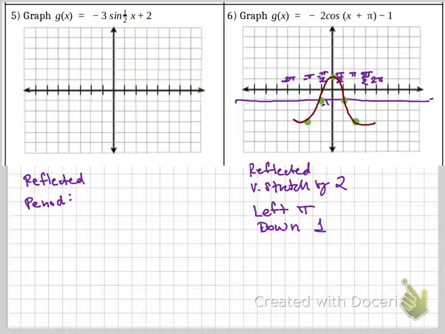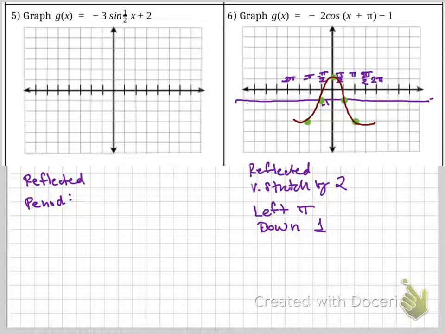On the next slide, number 6, it's reflected, and then it's a vertical stretch by 2, and then it goes left pi and down 1. So I wrote that down here at the bottom: reflected, vertical stretch by 2, left pi, down 1. So that might be something that you do, so you can double check to make sure that you did everything. So I'll double check after I graph it.